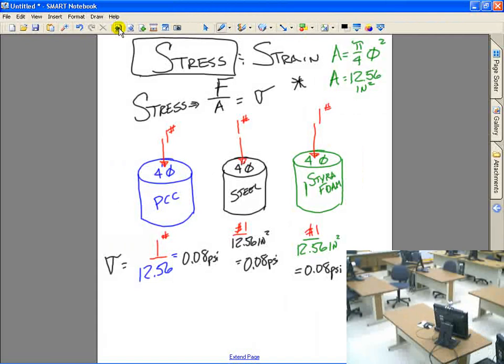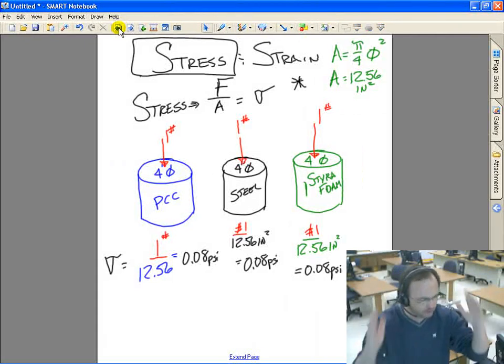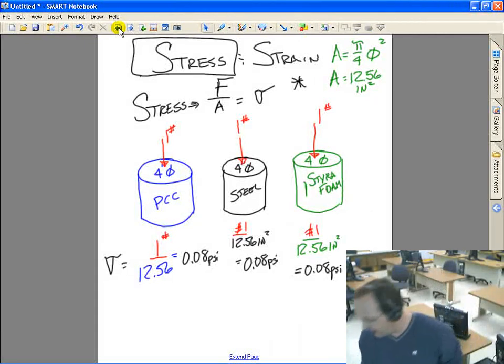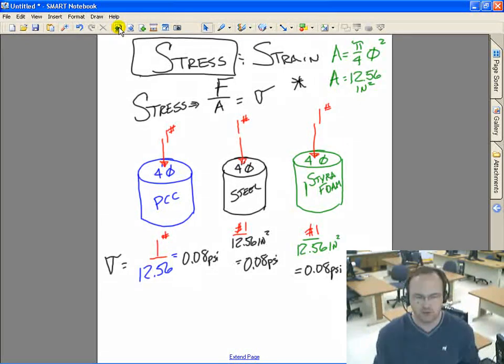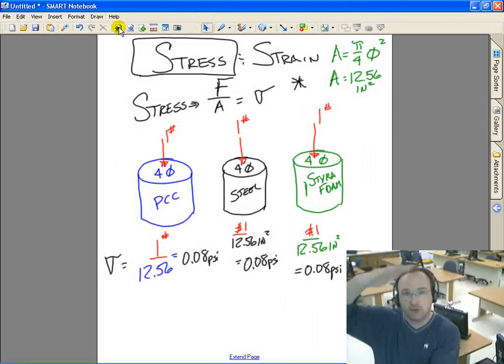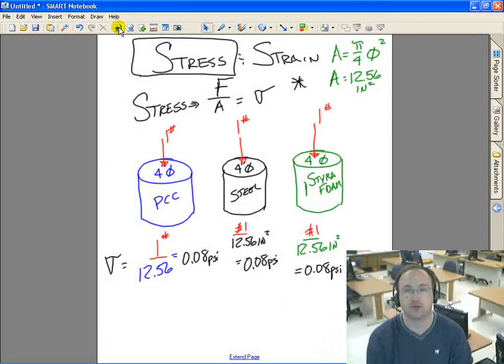So wait a minute, that doesn't make sense. We've got three different types of materials, and they all have the same stress, but they're not reacting the same. If I look at them, they've deformed differently. I mean, I see that. Now, even though we only have 1 pound on it, it's hard to tell the strain with regards to the concrete and steel, but we definitely see a little bit of pushing action going on in styrofoam.